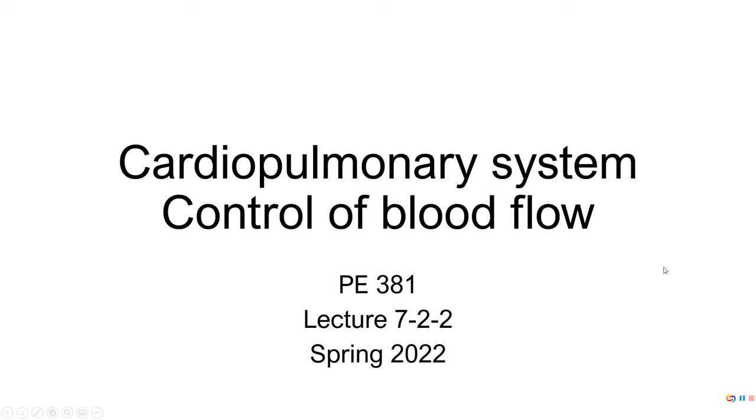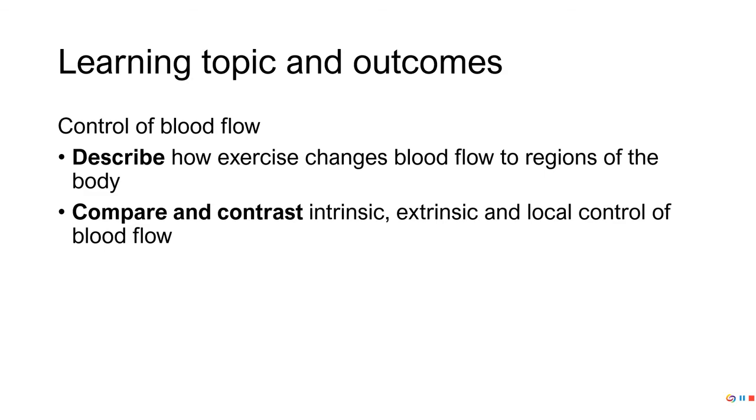So we're going to talk about control of blood flow. This is going to get into extrinsic and intrinsic control, like we did with heart rate and stroke volume. So here are the two outcomes for this one. I want you to look at this figure here.